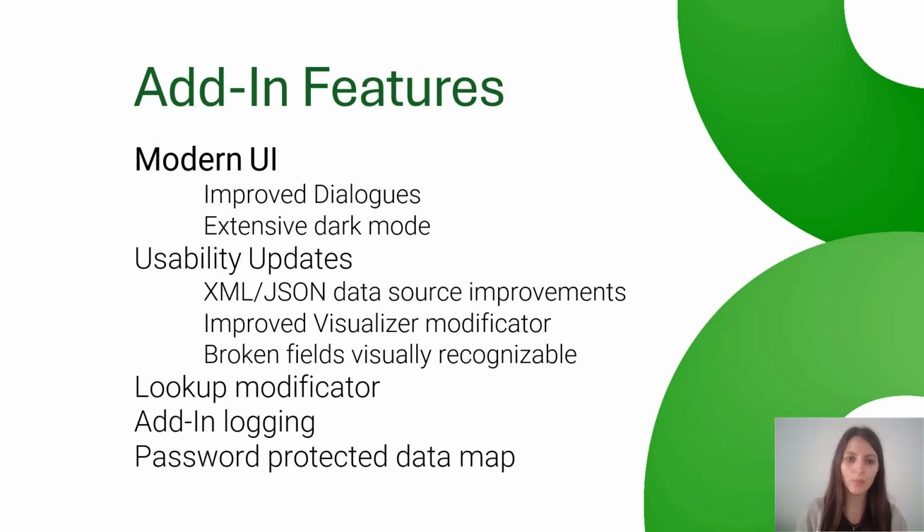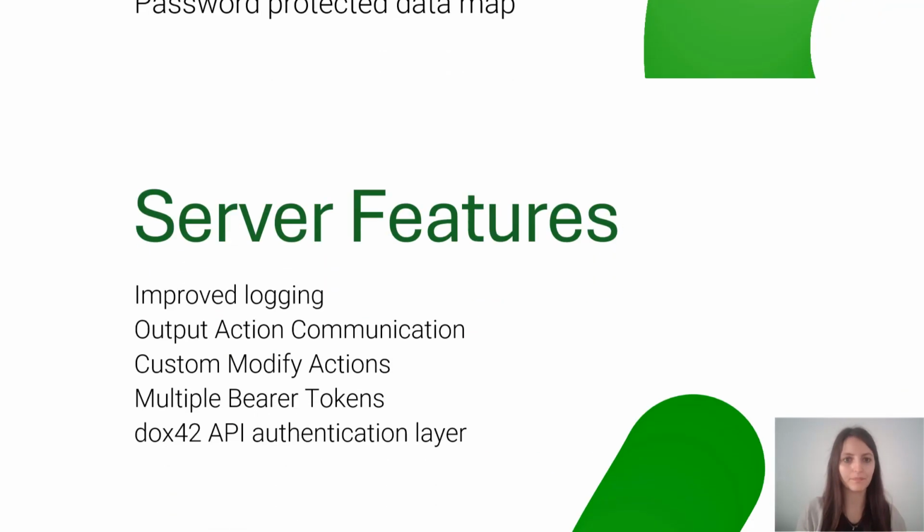There's a new lookup modifier that helps with performance improvements whenever you want to do lookups. Then we have the add-in log-in added. So if you're familiar already with working with the dox42 server, if you do some troubleshooting, you can just go into your logs. That will now also be possible for the add-ins. And then password protected data map, as I've mentioned before, that's also a new feature.